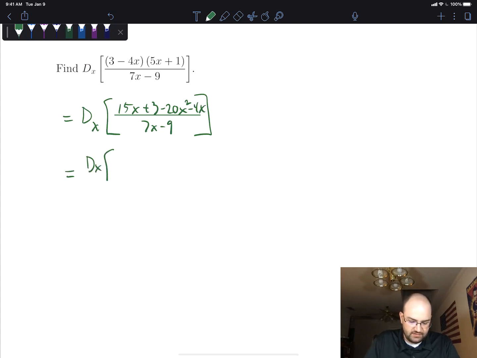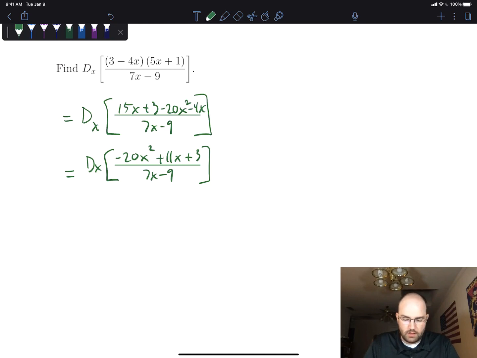So this is d sub x of negative 20x squared, 15x minus 4x is positive 11x, plus 3. And then all of that will be over 7x minus 9. Awesome. All right. Now we want to go ahead and use the quotient rule. The numerator, or the u, is going to be negative 20x squared plus 11x plus 3.